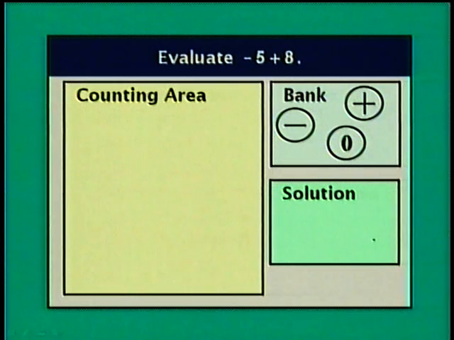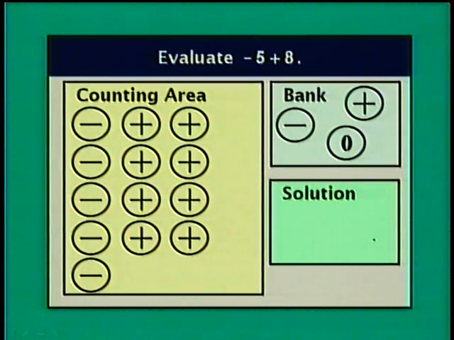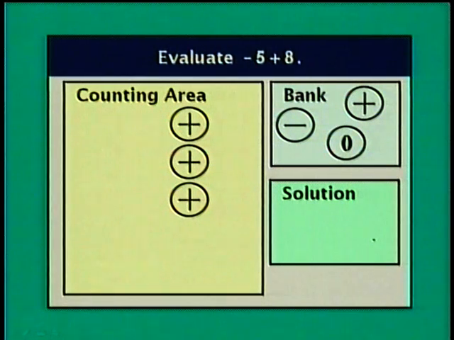Let's evaluate -5 plus 8. We start with 5 negative chips. We need to add to this 8 positive chips. Let's identify pairs of positive and negative chips. Each pair can be traded in for a 0 chip. Adding 0 won't change our sum, so we're left with 3 positive chips. What do we write? We write that -5 plus 8 equals +3.